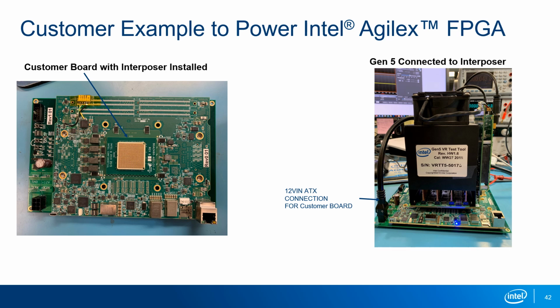On the Intel website, you can purchase the interposer board and then connect it up to your board. It will allow you to connect the Generation 5 VR test tool to vet out your power supply. You should be able to reach out to your local FAE power specialist for one of these. Each power specialist has what we call a VRTT, a voltage regulation test tool.